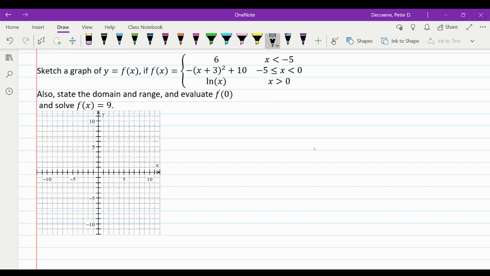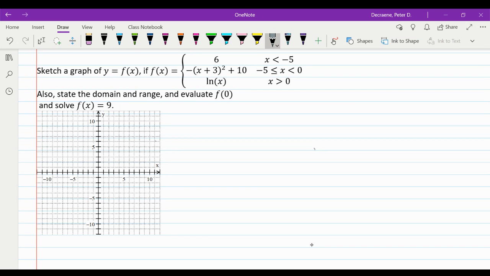I hope you've had a chance to work on these problems and try them out for yourself. Let's go through them together and see how we do. If we're going to sketch a graph of y equals f of x, where f of x is this piecewise defined function, I've really got three different functions I have to graph, but not all of them. Let's graph them in pencil so we can see what it looks like.